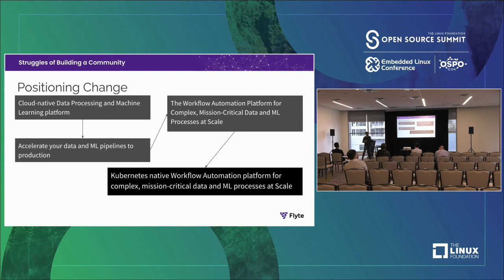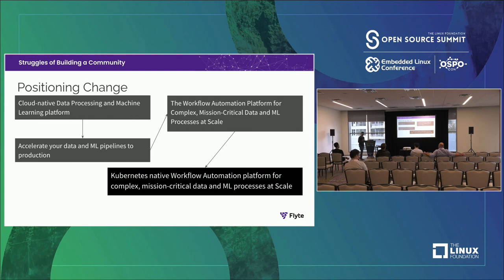And again, not enough of a thought process. We were like, okay, let's kind of course correct. So we said, accelerate your data and ML pipelines to production. Part of it is the truth, right? It's the pipelines and you want to do them in production and data and ML. But it's extremely vague. It's not clear. It's not obvious.